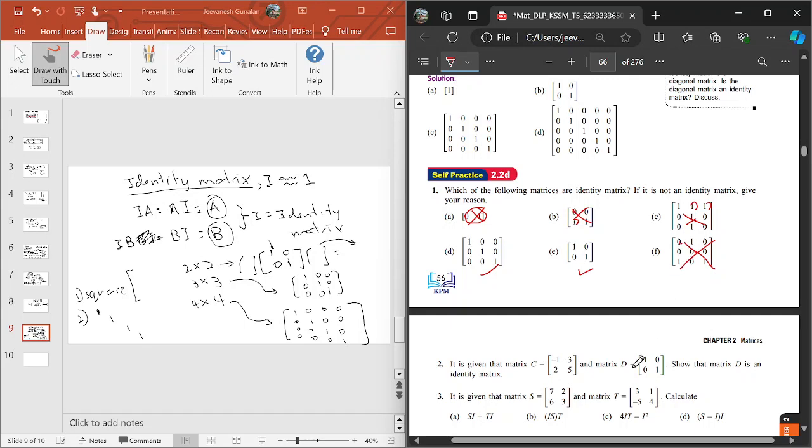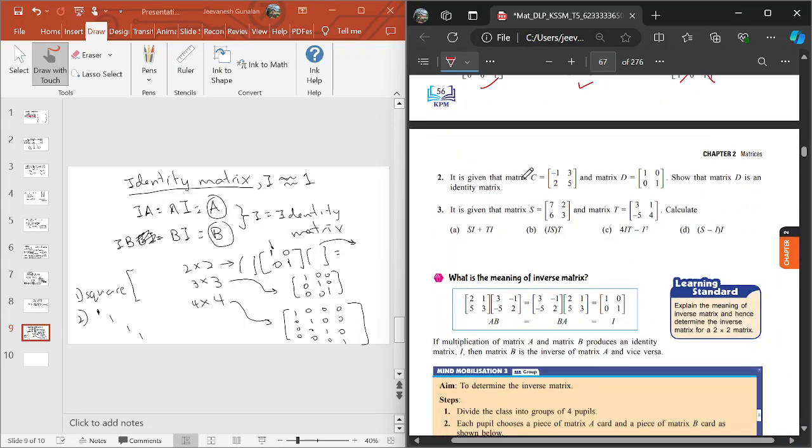Okay, it's given that C is this and matrix D is this. Show that matrix D is an identity matrix. So what you need to do is take C and multiply with D, and you need to get C. And it doesn't stop there. You need to take D and multiply with C, and you need to get C too. If you do this, then you can show that D is an identity matrix, and that's how you get marks for this question.